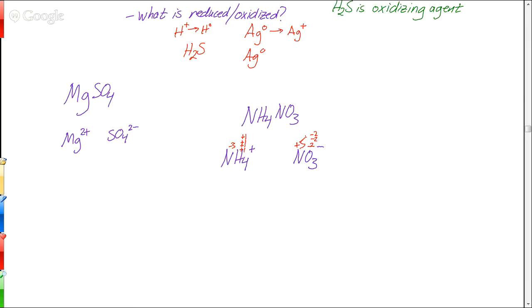So whenever you assign the oxidation states of ions, you want to first break them apart into their actual constituent ions before you assign the oxidation states.